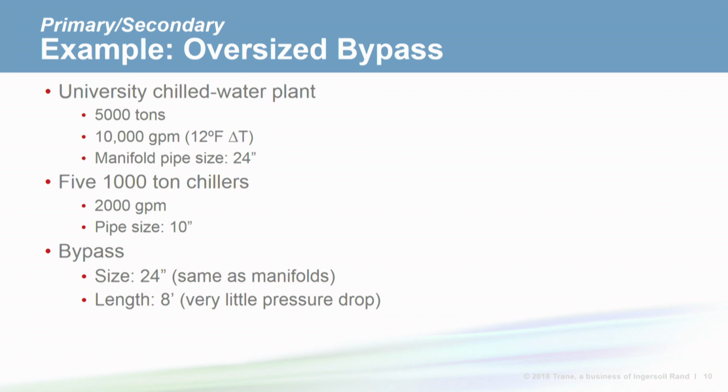There's a 5,000-ton plant at a university, and the air handlers were designed for a 12-degree chilled water delta T, which gives 10,000 GPM. The manifold pipe size is 24 inches. There are 5 1,000-ton chillers, each at 2,000 GPM, with 10-inch pipe. But the bypass line is sized the same as the manifold, 24 inches, which leads to a really low pressure drop. Well, what's the problem?